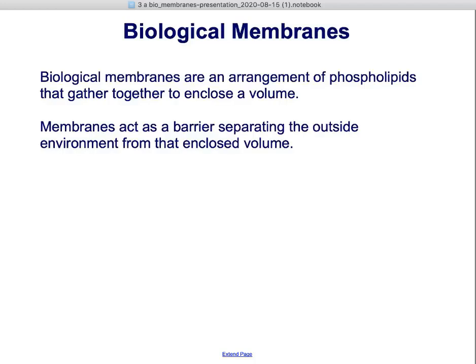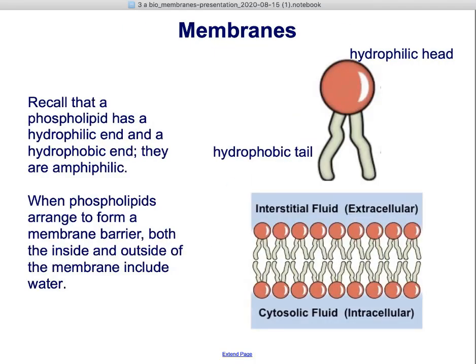Biological membranes are an arrangement of phospholipids that gather together to enclose a volume. So those membranes act as a barrier separating the outside environment from that enclosed volume. You'll recall that a phospholipid has a hydrophilic end and a hydrophobic end. That means that they're amphiphilic. When phospholipids arrange to form a membrane barrier, both the inside and the outside of the membrane include water.